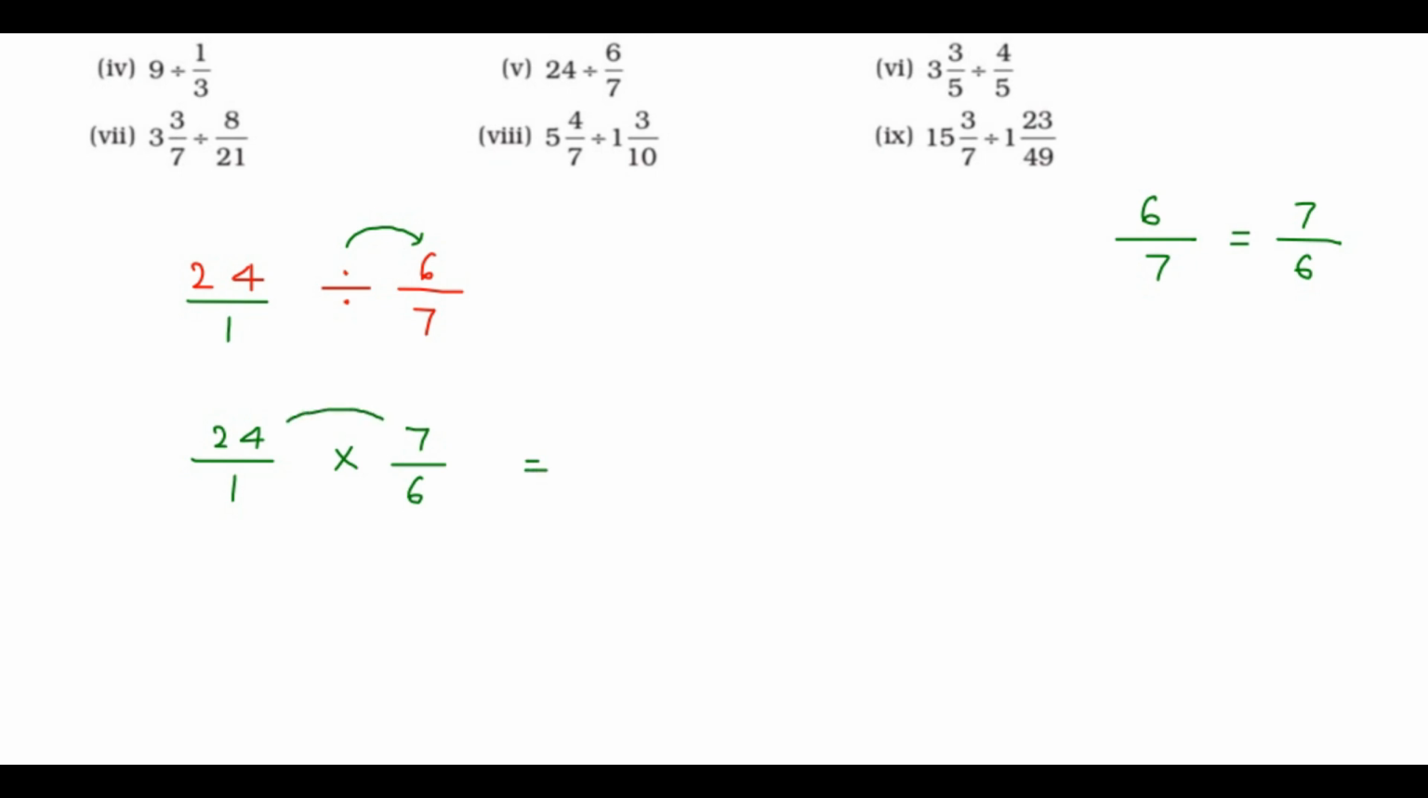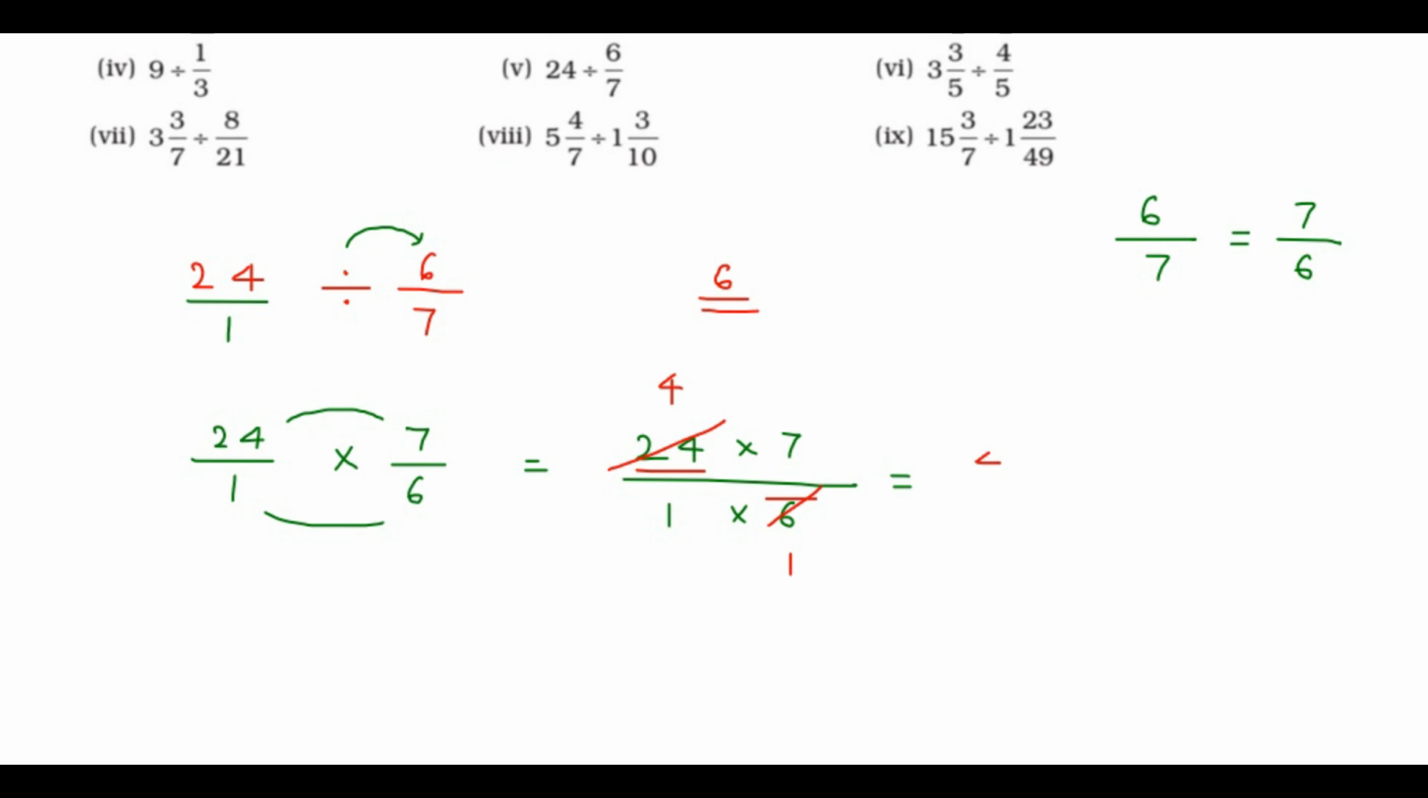Multiply the numerators, 24 into 7. Multiply the denominators, 1 into 6. Now the simplification part arrives. In the numerator I have 24, denominator I have 6. They both come in the table of 6, so they both are divisible by 6. Divide them by 6. 6 4s are 24 and 6 1s are 6. Now in the denominator, both the terms are 1. It is clear that it will not divide any further.